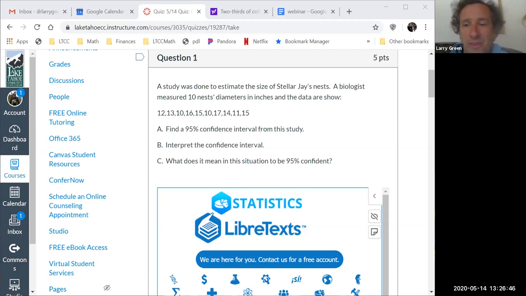Just to let you know, it's really hard to be inside all the time. You can't leave, but I'll tell you, there's this beautiful stellar jay that's making a nest right outside my window. So that's all I do is look at this nest. So if you don't like the question, blame the jay.